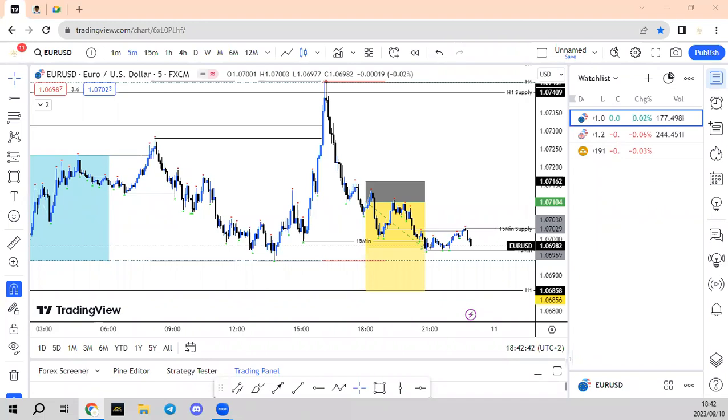Today we'll be doing a forecast for three of my favorite pairs. So this is what is on my watch list: Euro USD, Pound USD, and gold. Okay?